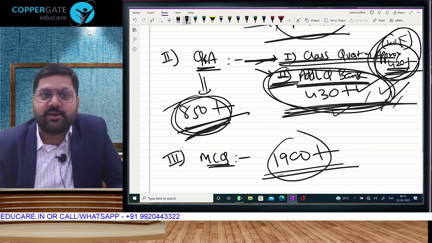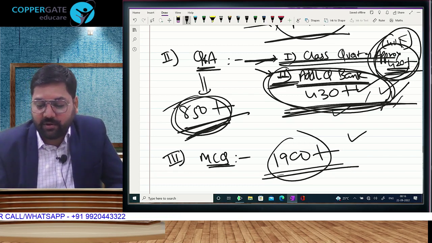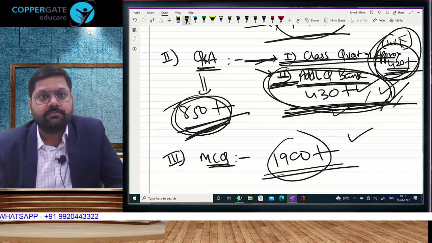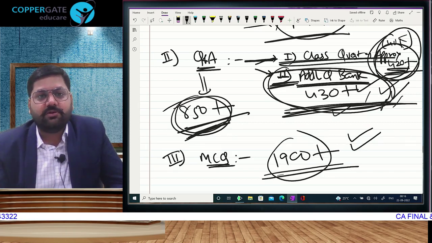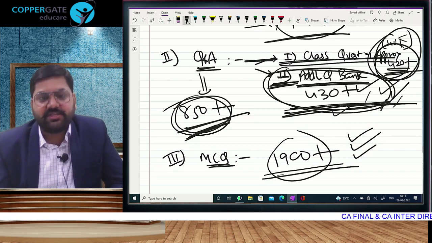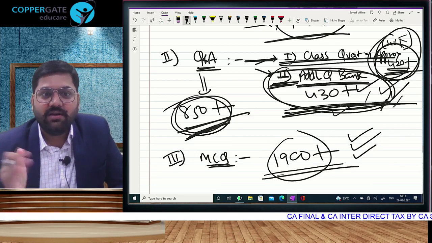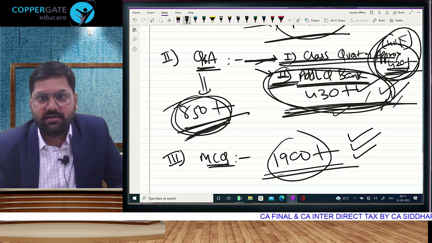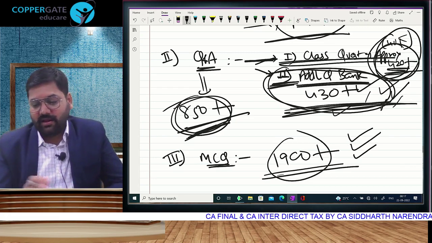Since the time MCQs came, May 2019, Institute started releasing sample questions. All are covered. Institute released mock test papers. All MCQs are covered. Every time they release an RTP, they give MCQs in the RTP. Covered, friends, till May 22. Reason? MCQ book was made. After the May 22 RTP, but before the November 22 RTP, everything is covered.